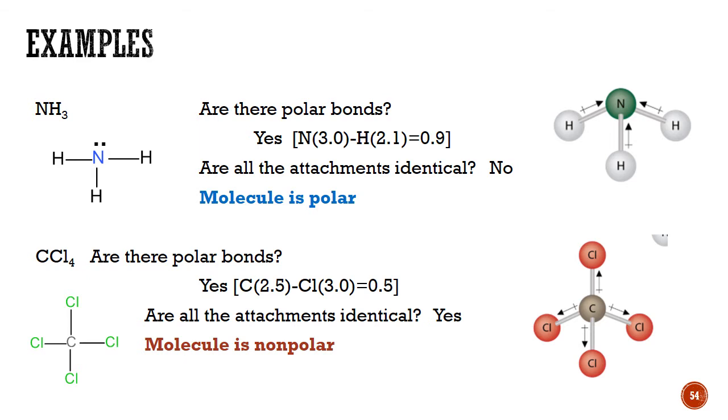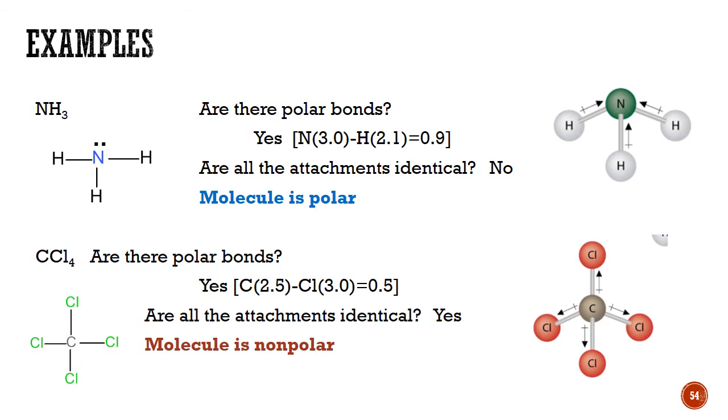All right, so NH3. First of all, ask yourself, are there any polar bonds? Well, the only kind of bond we have is an NH bond, so let's check that out. Yes, nitrogen is 3.0, hydrogen is 2.1. If you subtract them, that's 0.9. So that is a polar bond. The NH bond is polar.